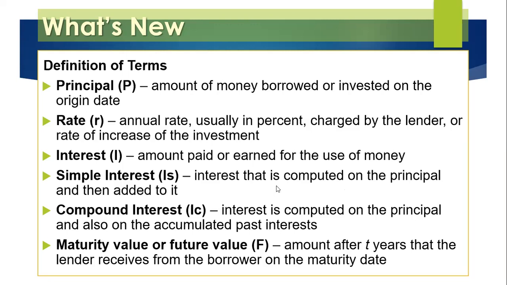Okay? So, maturity value or future value, the amount after 3 years that the lender receives from the borrower on the maturity date. For example, humiram ako ng 1,000 pesos sa kaibigan ko. After 3 years, since may interest nga, naging 1,200 na yung ibinigay ko sa kanya. And this is called the future value.